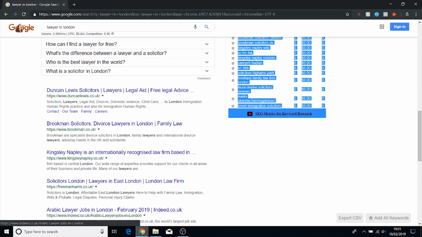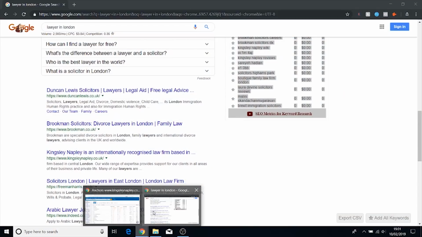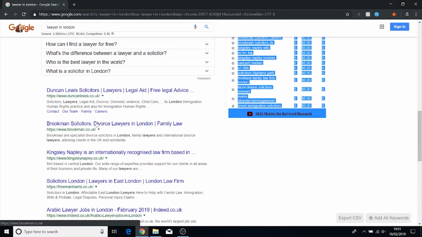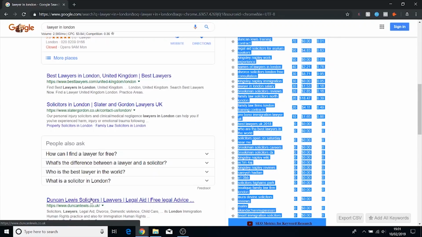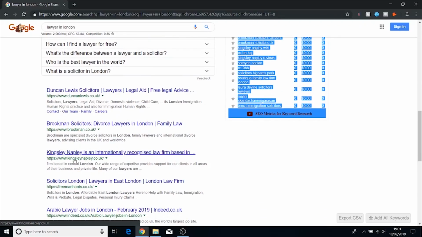Is that the right one? Which one am I looking at? So yeah, the 3rd position. Wait, 1, 2, 3, 4. Okay, so this is number 5. We're looking at position number 5.